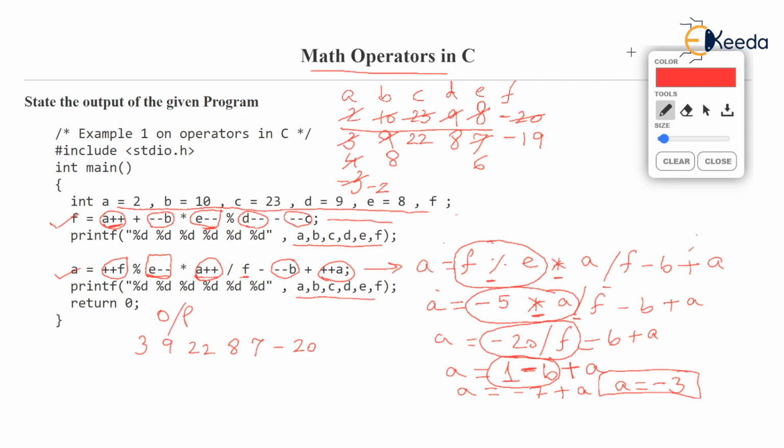So the output will be minus 2, 8, 22, 8 again, D is 8, E is 6, and F has become minus 19. This is the output of the given program.